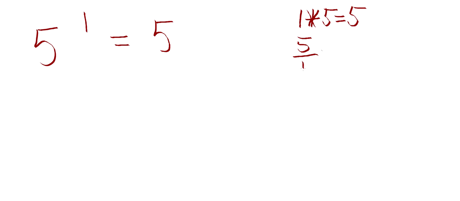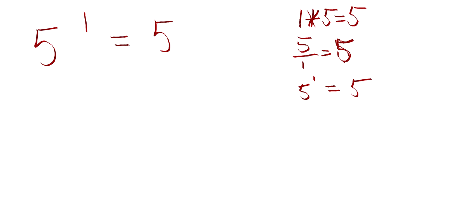5 divided by 1 is the same thing as 5. I don't need to write that out. It's the same thing as 5 with an exponent of 1, because it's just 5. The easy thing to remember is that nothing changes here.